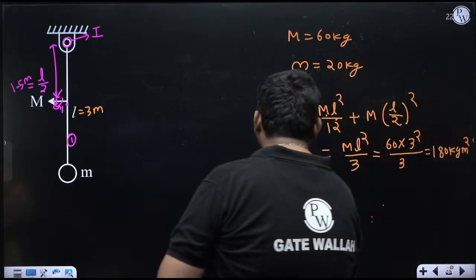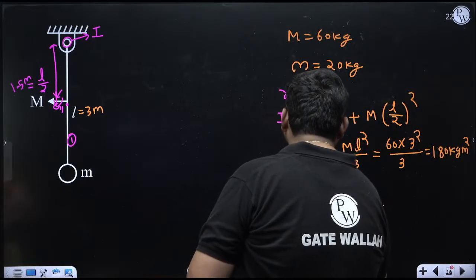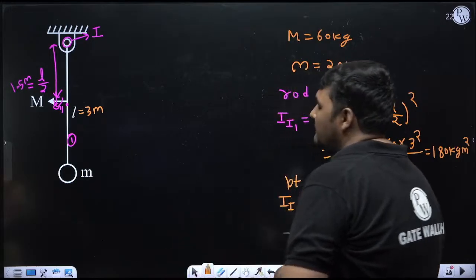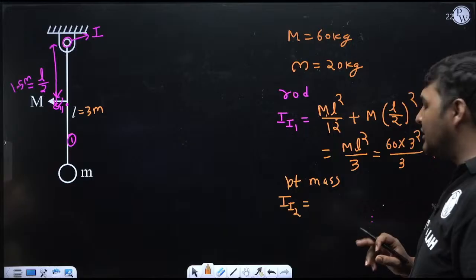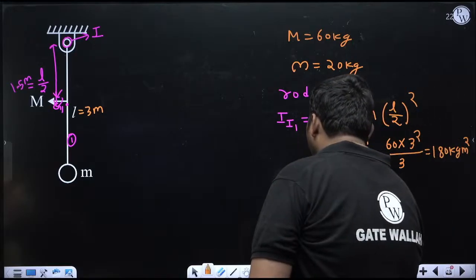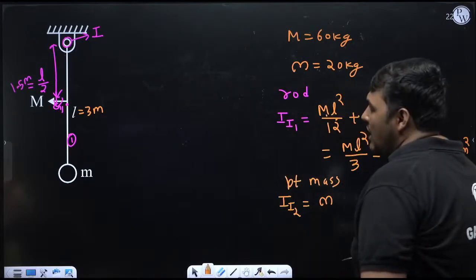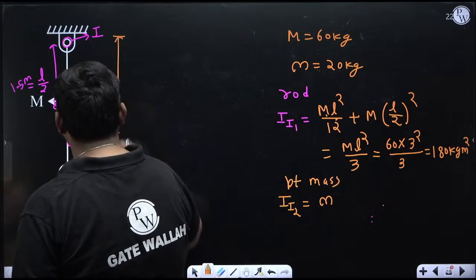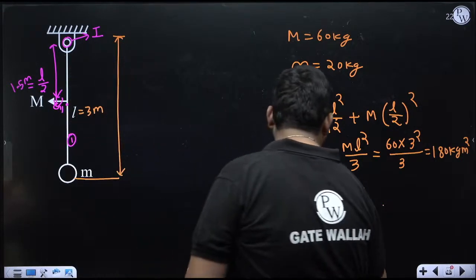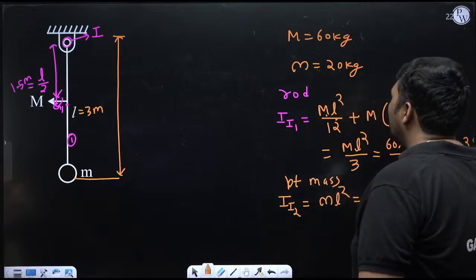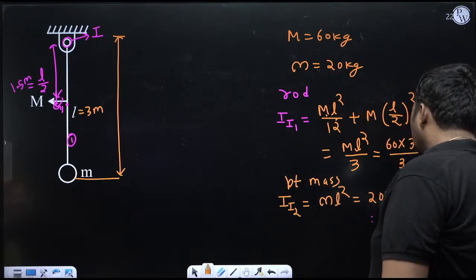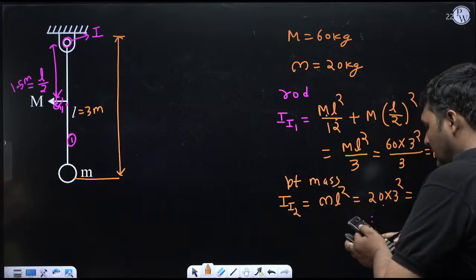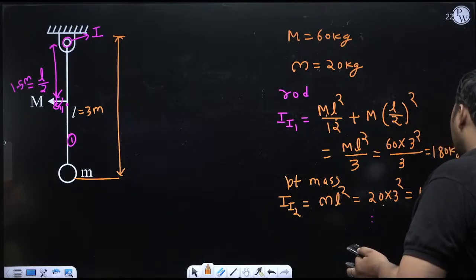Now similarly, what will be the mass inertia of the point mass about the I center that I am representing as I2? For a point mass, the formula to calculate I is m r square. So m is the mass of this point mass, which is small m, into r square. R is the distance between this point mass and the I center, and this distance is equal to L, the length of the rod. So it will be small m L square. Small m is 20 kg, length is 3, so 3 square. How much is it coming? Again 180 kg meter square.